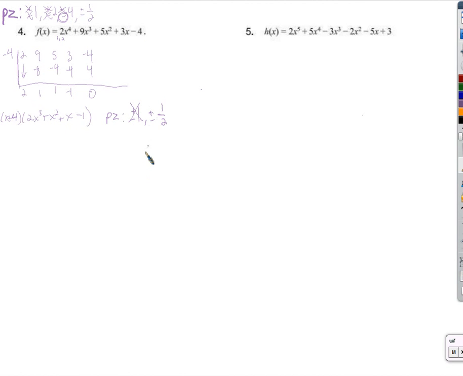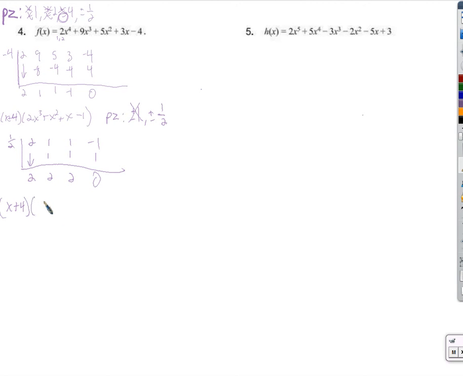So we're going to test 1/2 and negative 1/2. So let's try that out. 2 and 1, 1, negative 1. Put a half there. Let's see what happens. 2 times a half is 1, 2 times a half is 1, 2 times a half is 1, and we get 0. That was pretty easy.